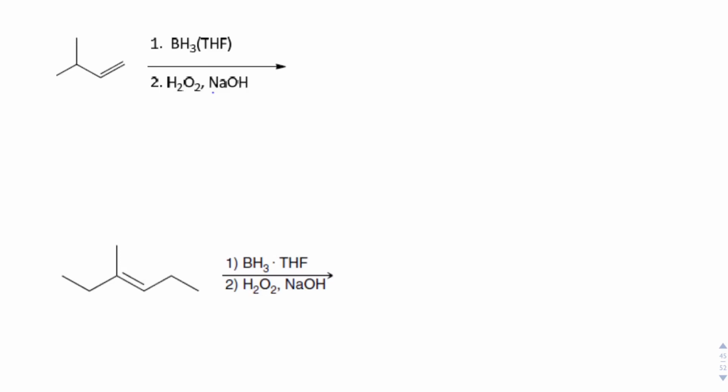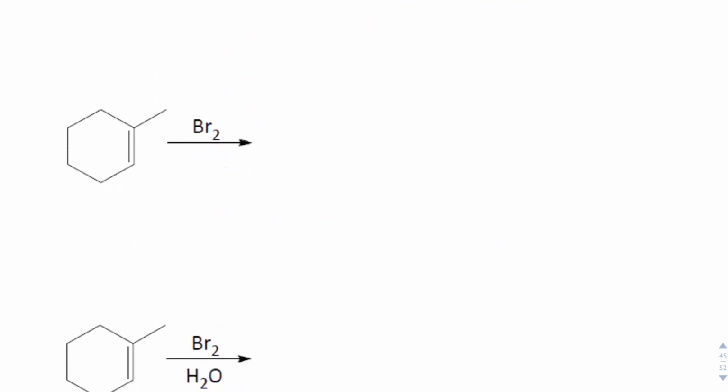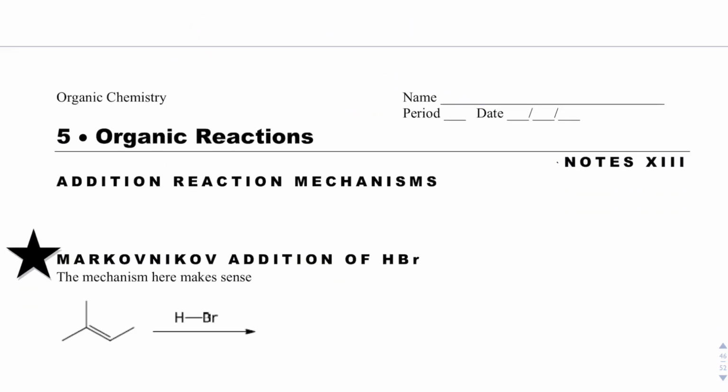Okay. If we have BH3 dissolved in THF and then peroxides, we need to know that that adds an alcohol group to our least substituted. Same thing here. Our least substituted is going to be this bottom one, and those are very nice and straightforward. If we have Br2, it's going to add Br across a double bond. But if we have Br2 in water, and I'm not drawing the mechanism here, we're going to have bromine added to the least substituted and then an alcohol group added to the most substituted. Okay.